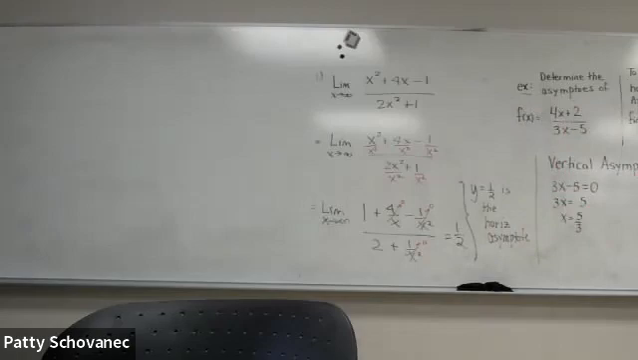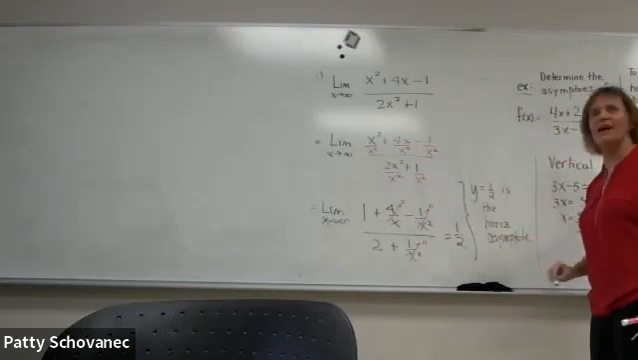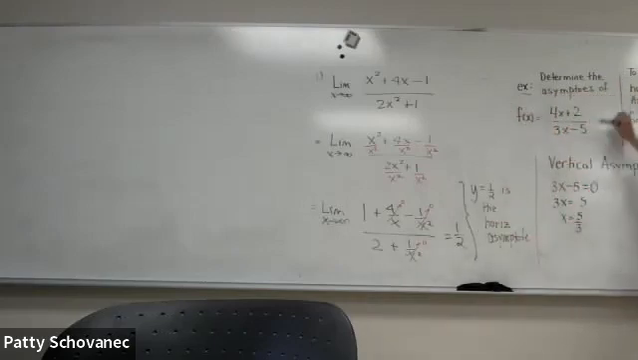So let's generalize this. You've seen 2 examples where the degree on top was the same as the degree on the bottom. Can you generalize from 2 examples? Here both were 2nd degree terms, and we ended up with a limit of 1/2. Here both were 1st degree terms, and we ended up with a limit of 4/3. Do you see where that 1/2 and 4/3 comes from? They're the coefficients of the highest powers of x.